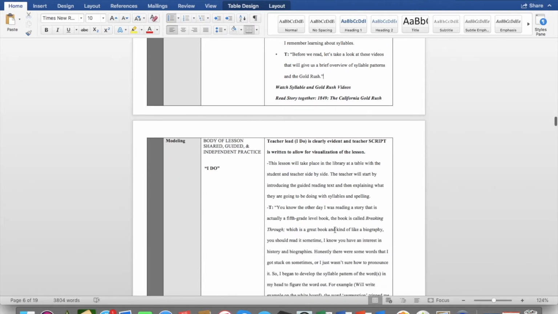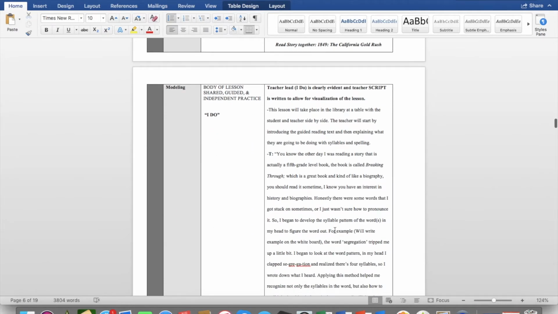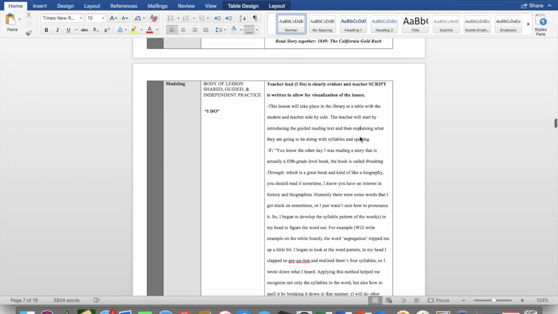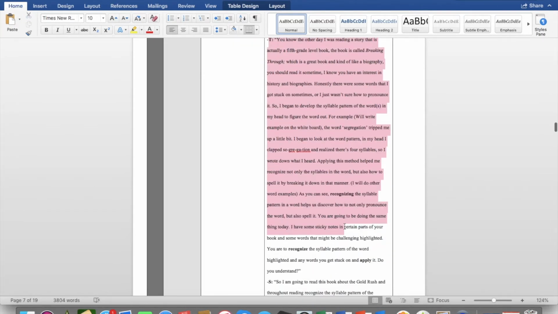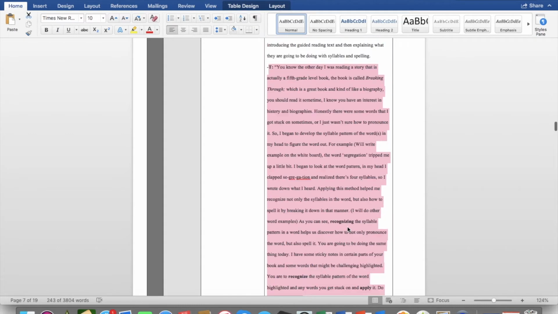So then the actual lesson. So then the I do portion. The I do portion is basically what you will be doing, and the student really will just be listening. So here I have the dialogue of how I introduce the lesson and where the lesson will take place. Make sure you do add where the lesson will take place, which for me, it was the library.